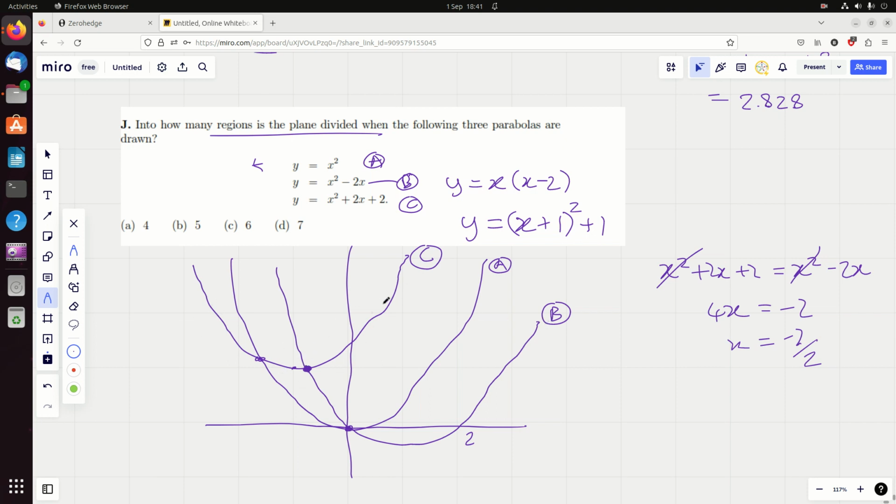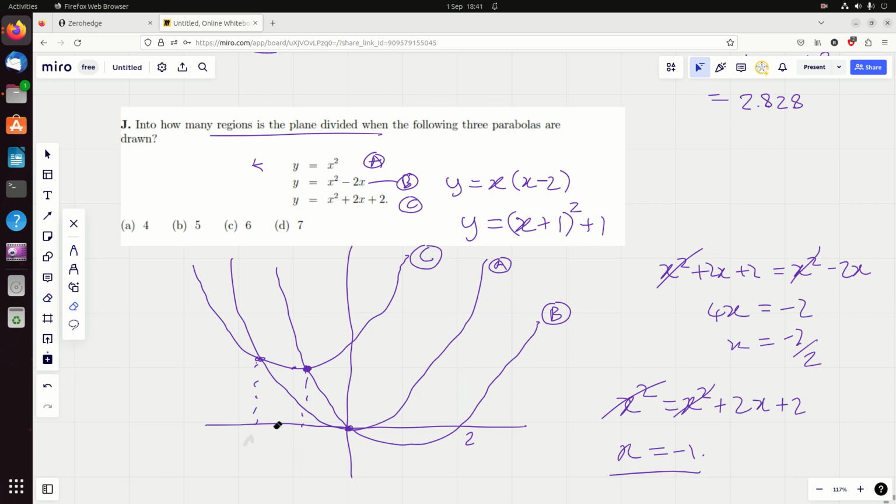Now, does C meet A again? Well, once again, let x squared equal x squared plus 2x plus 2. And you're going to be left with a linear equation which only has x equals minus 1 as a solution. So that's at x equals minus 1, and that's at x equals minus a half. But note there were no other solutions, so we know that C isn't going to hit A and B anymore.